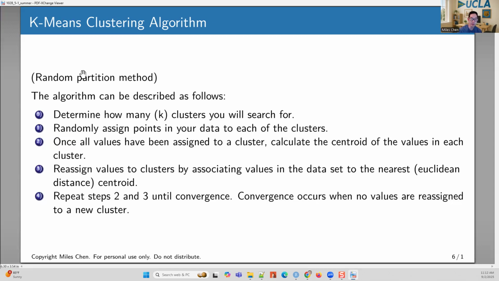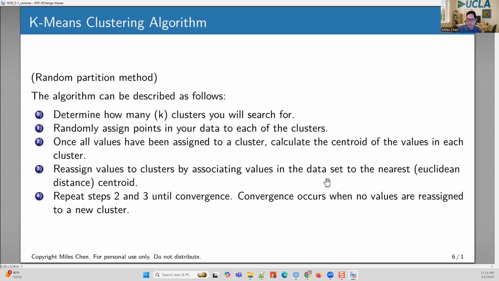Now that you have new centroid values, you reassign the values to the clusters by associating values in the data set to the nearest centroid. And the nearest centroid will be the one that's nearest using Euclidean distance. Then you just repeat this, going back and forth between recalculating centroids and reassigning points: recalculate centroids, reassign points, recalculate centroids, reassign points, until you reach convergence. Convergence occurs when there are basically no reassignments. No points change cluster assignments.